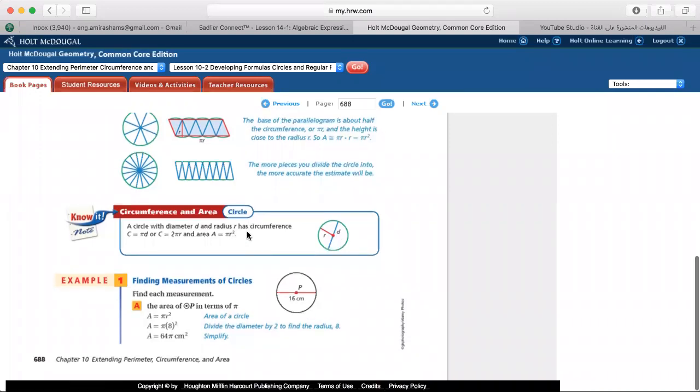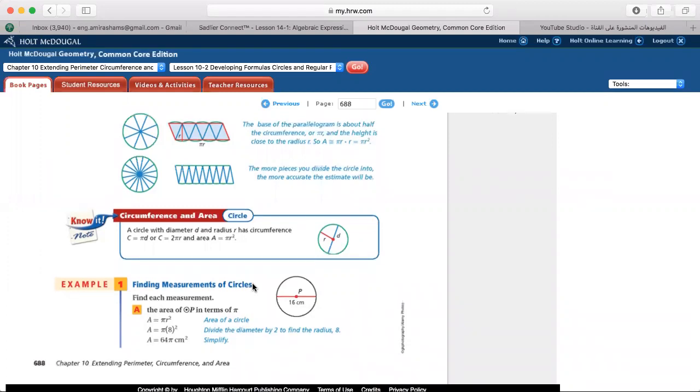Okay, girls? Each circle, I give it a name like this. I draw a circle and a point inside the circle, which is the center, and I give it a letter, which is P. So this is called circle P. This is how I write circle P.